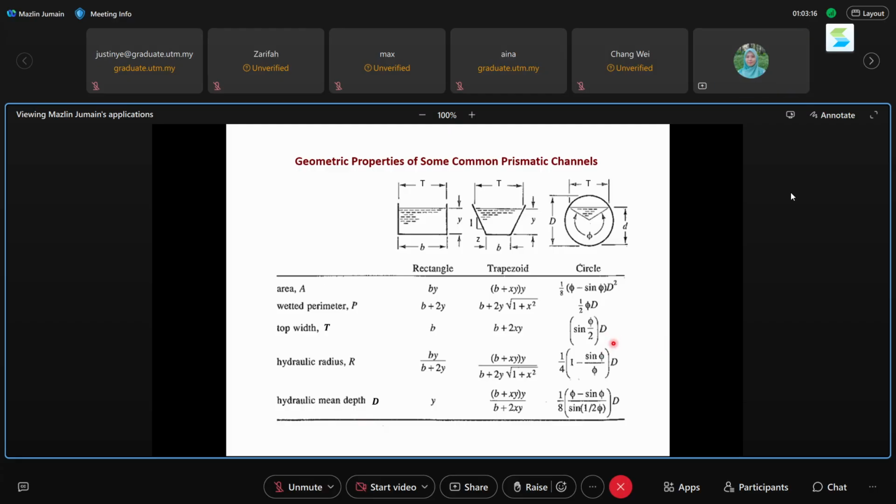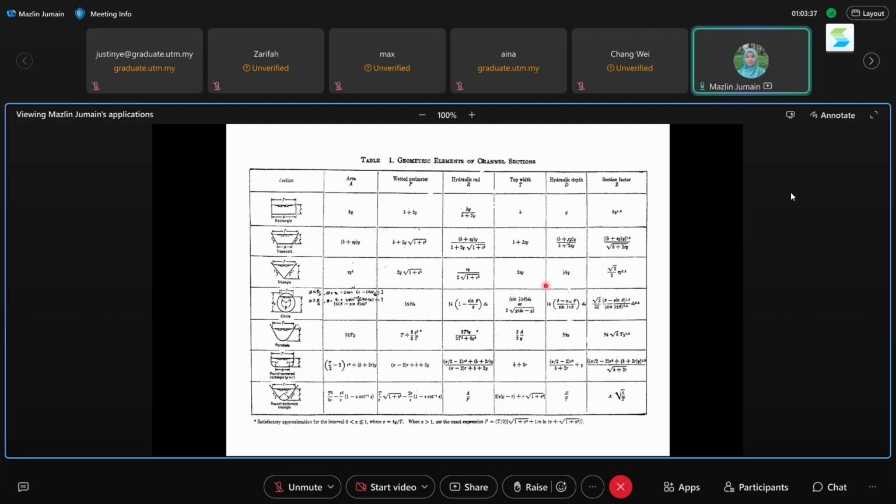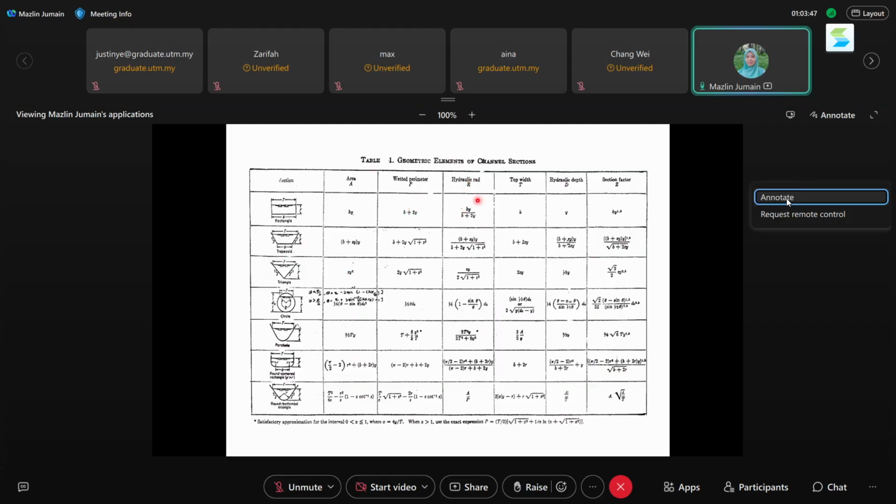Boleh je. So basically in test and exam, we don't provide the equation, so you need to memorize semua equation yang ada. And then this one pun sama jugalah. The geometric elements of a channel section. This one is to calculate area, wetted parameter, hydraulic radius, top width, D and Z for shapes yang lain lah.